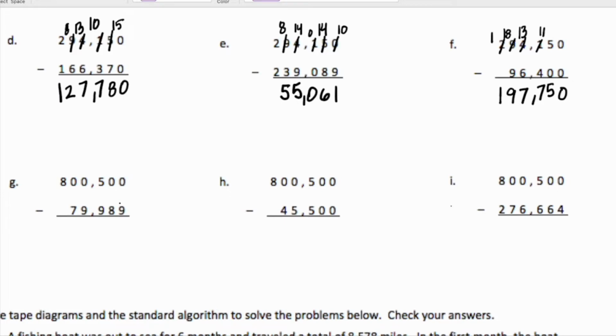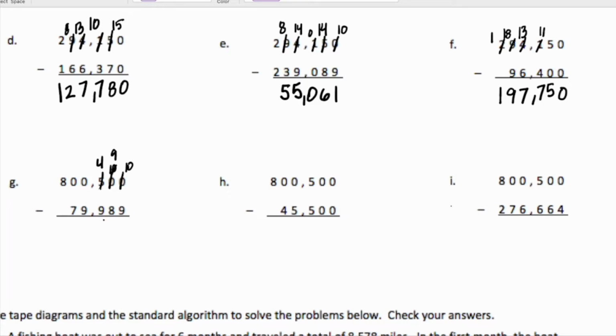79,989. Can't do 0 minus 9. Can't take from 0. So I'm going to go over to the 500s. Cross out the 5. It becomes 4. This 0 becomes 10. And then it becomes 9. And then the last 0 becomes 10. Now I can do 10 minus 9. I could do 9 minus 8.